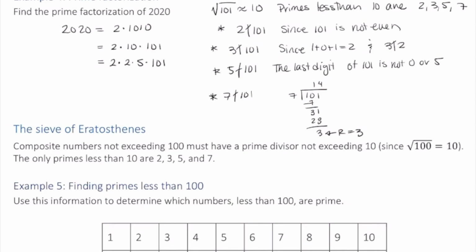I did post a link to a separate video about some properties of divisibility by 7 that we did not discuss in class. Okay, so the prime factorization then of 2020 is 2 squared times 5 times 101.